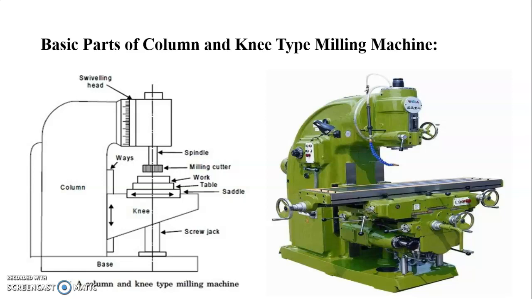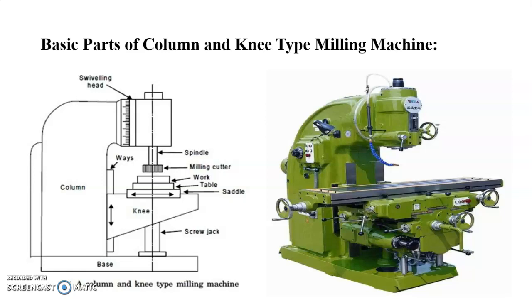The next component is the knee. A knee is mounted on the front face of the column and can slide in vertical direction on the guideways. The knee can be operated by the elevating screw provided below the knee. Machined guideways are provided on the top surface of the knee. The next component is the saddle. It is mounted on the knee and can be moved over it in cross direction. Accurately machined guideways are provided on top of the saddle.